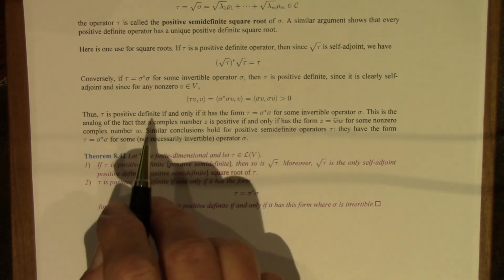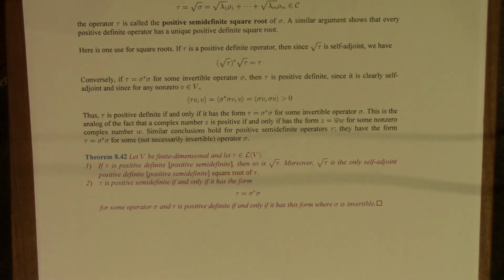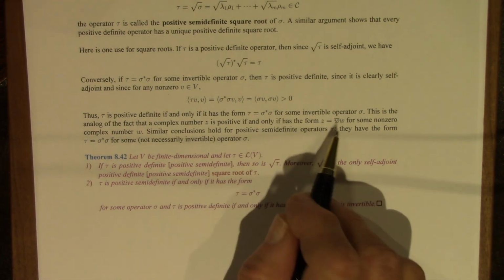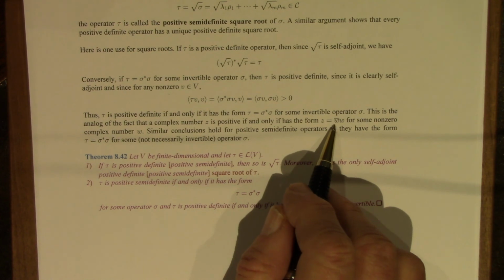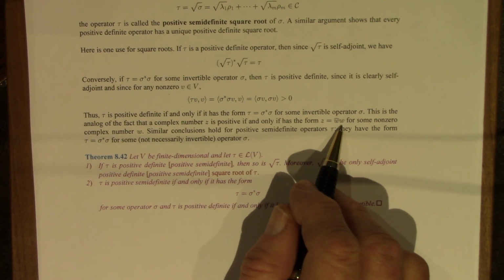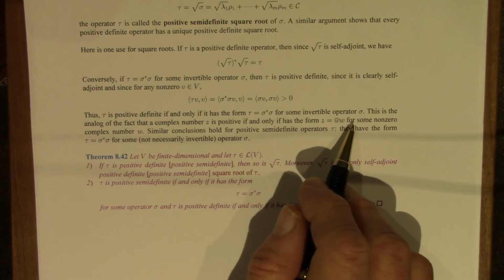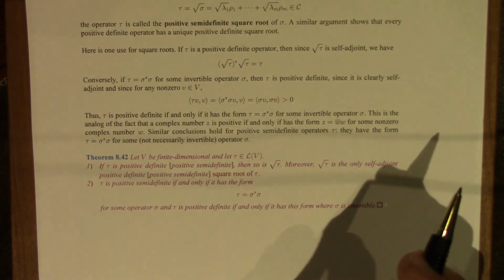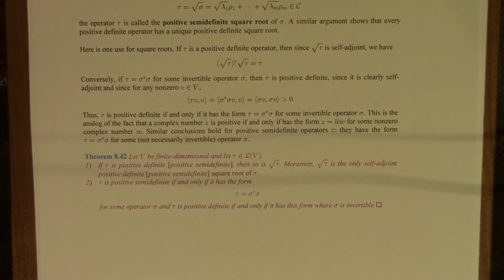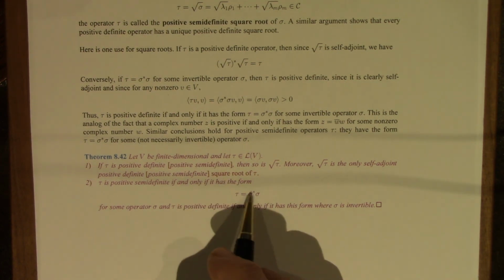This is the analog of the fact that a complex number z is positive if and only if it has the form w bar w for some non-zero complex number w. And similar conclusions hold for the positive semi-definite case. And so that's the statement here of this theorem.